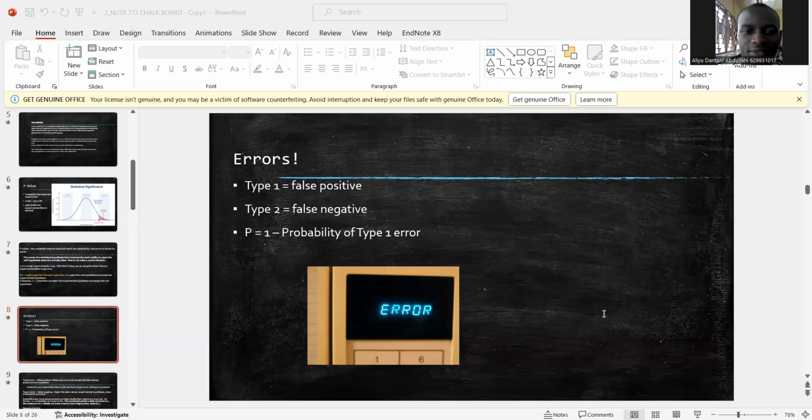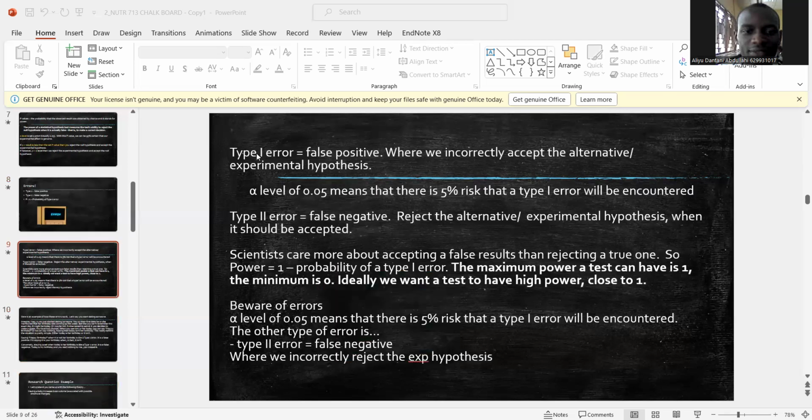Okay. So now, of course, with everything, you should account for errors. There's what we call the type 1 error, which is the false positive, and the type 2 error, which is the false negative. So what are type 1 and type 2 errors? Type 1 error, false positive, is when we incorrectly accept the alternative or experimental hypothesis. When the null hypothesis is true, but we mistakenly reject it and accept the alternative hypothesis, that's a type 1 error. Alpha level 0.05 means that there's a 5% risk that a type 1 error will be encountered.